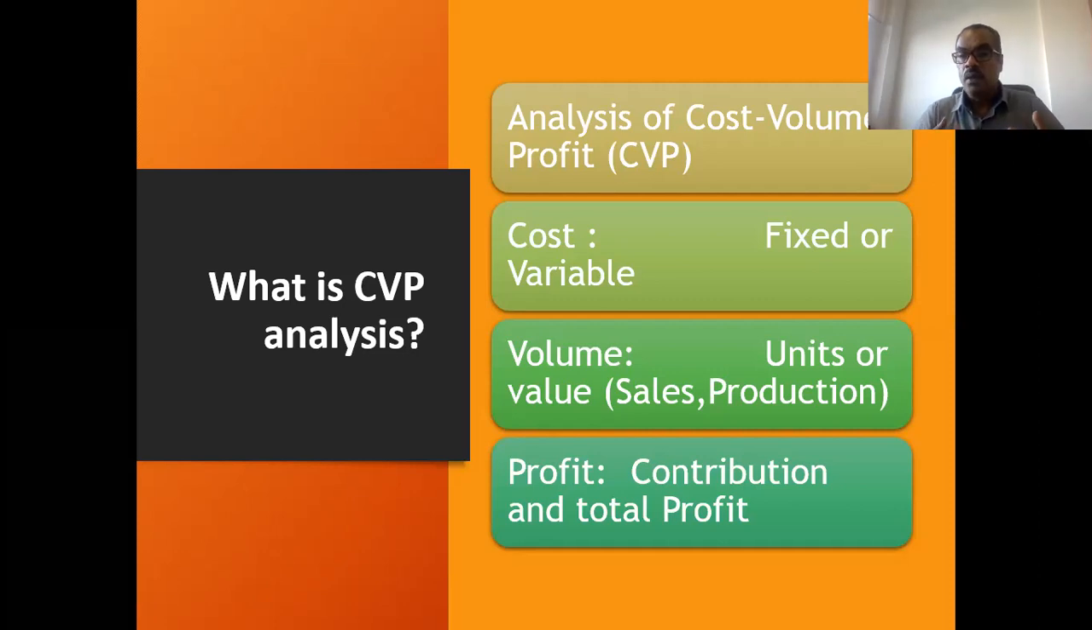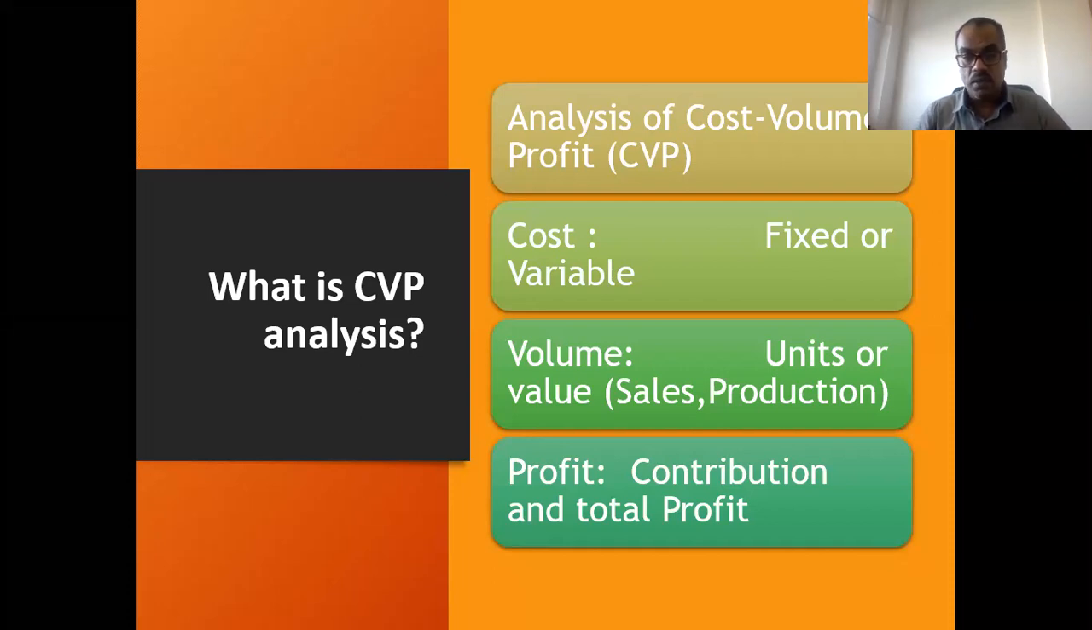For example, the number of trips to cover your costs. If you take transport passenger services in a day, how many trips are required to break even? Then the volume is the number of trips. Volume would be a unit. So it can be explained in terms of units or in terms of value. That is also clear, very straightforward. Profit. You know what is meant by profit.